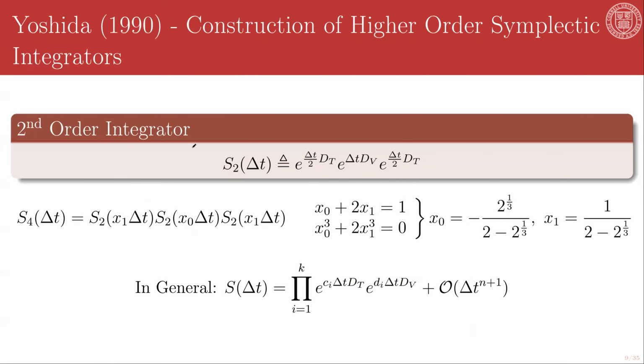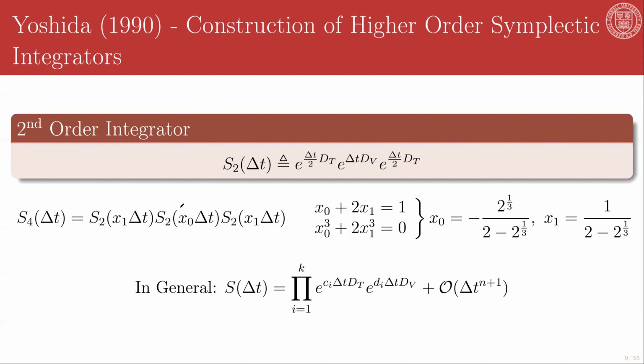Our next step is a paper by Yoshida from 1990 on the construction of higher order symplectic integrators. Yoshida defines a second order integrator S2 as a symplectic map for half the time step, exponential of delta t over 2 dt, times the symplectic map for the full time step for dv, times another half step in dt. The fourth order integrator can then be directly written from this as the second order integrator times some scaling function x1 delta t times s2 times some scaling function x naught delta t times another s2 times the scaling function x1 delta t.